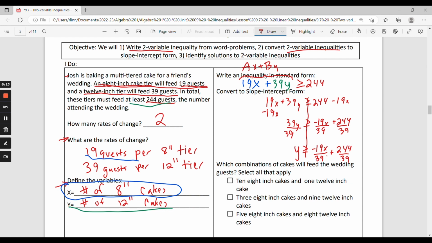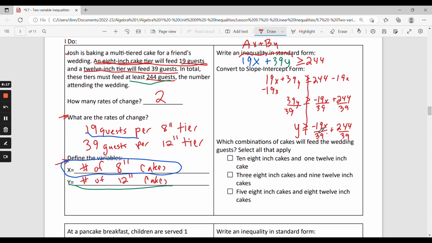So now the last thing that we need to do is we need to figure out which combinations of cakes will feed all the wedding guests. And it says select all that apply, so we need to check all of the scenarios. Now, we can substitute into our slope-intercept form here. That's one way that we can do this.